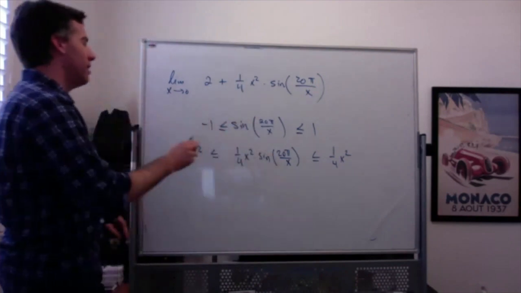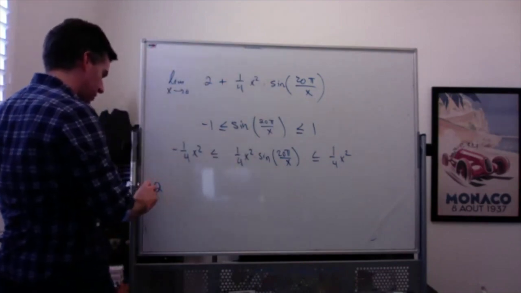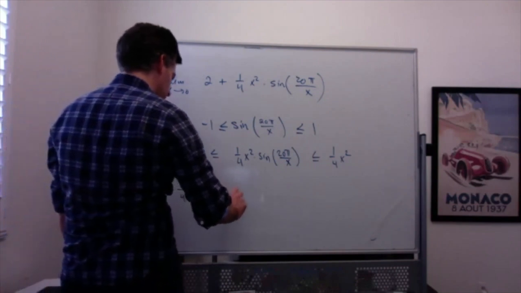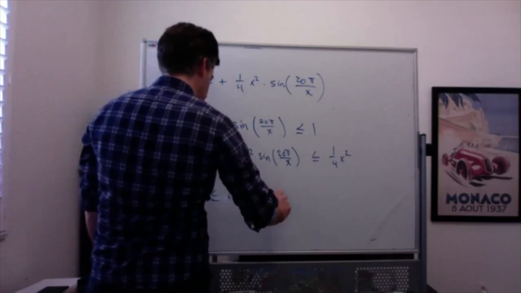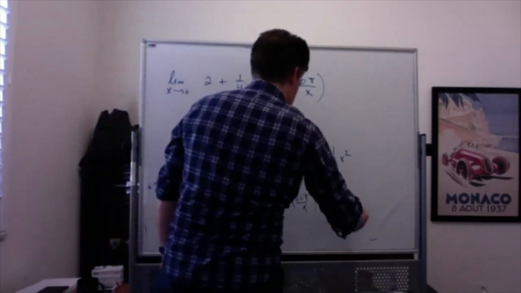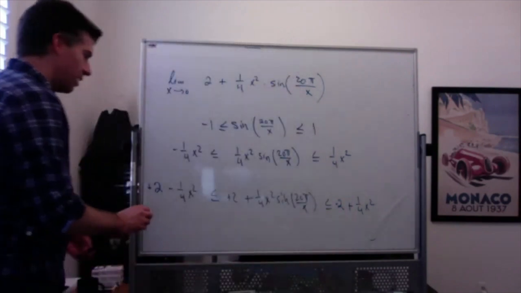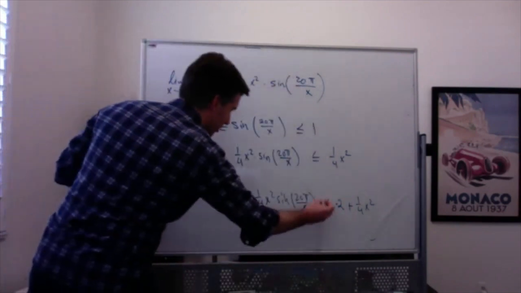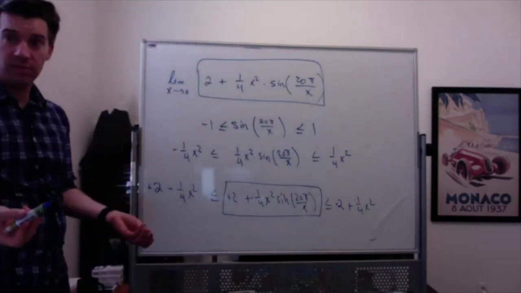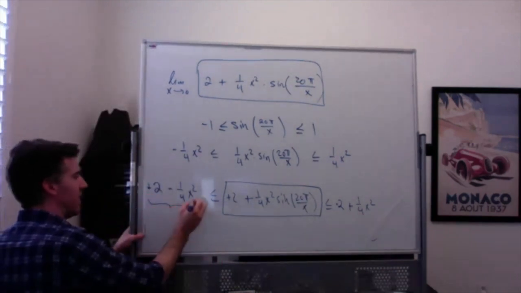And then we're going to add 2 to every side. So plus 2, and then still minus 1/4 x squared, less than or equal to 2 plus 1/4 x squared sine of 20 pi over x, less than or equal to 2 plus 1/4 x squared. And now that the middle part looks like the thing I'm trying to take the limit of, and that's always our job, to make the middle look like the thing we're trying to take the limit of, we're going to actually take the limits of the outer parts.